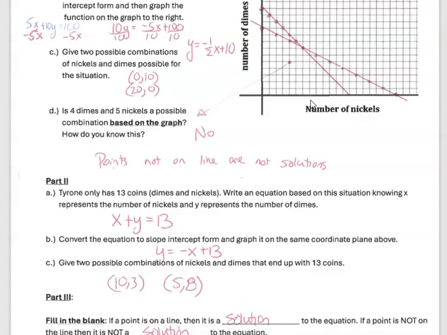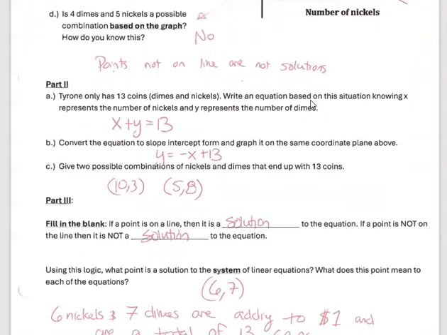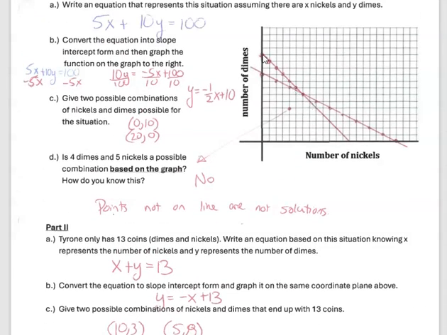Now, part 3 here says, fill in the blank with the following. If a point is on the line, then it is what? It is a solution to its equation, meaning if you put that point into the equation, it is going to make the equation true. If the point is not on the line, then it is not going to be a solution. So using this logic and looking at this graph, any point on one line is going to be a solution to its equation. Any point on the other line will be a solution to its equation. What is going to be the point that is a solution to both? It is going to be that intersection.